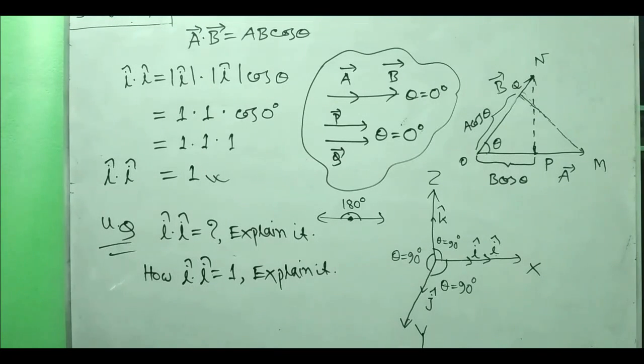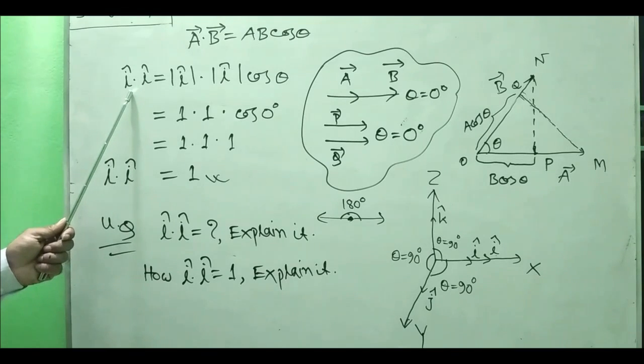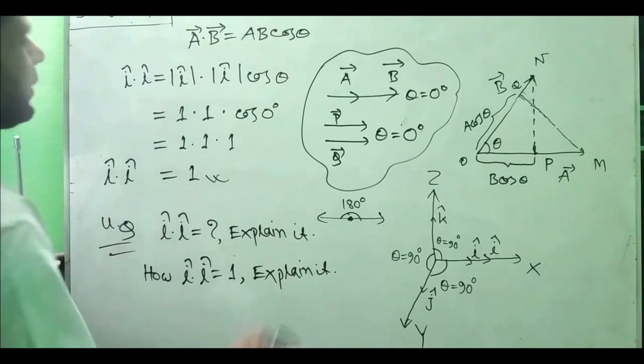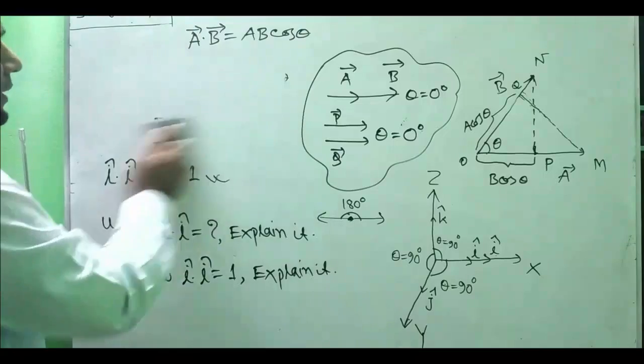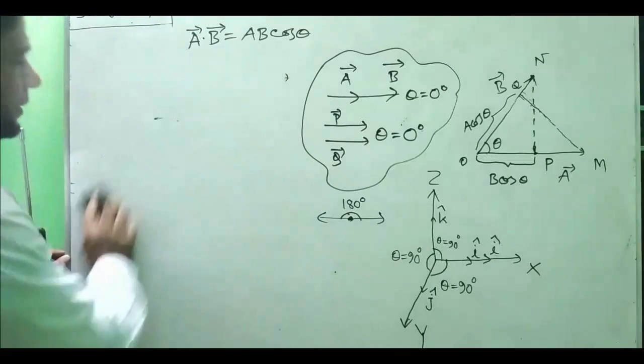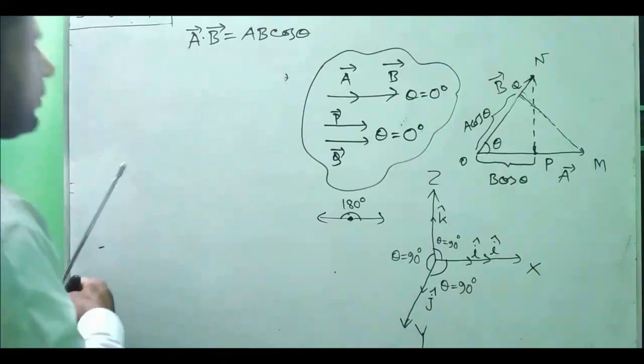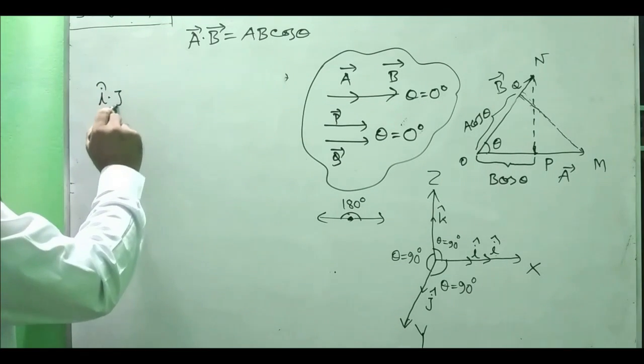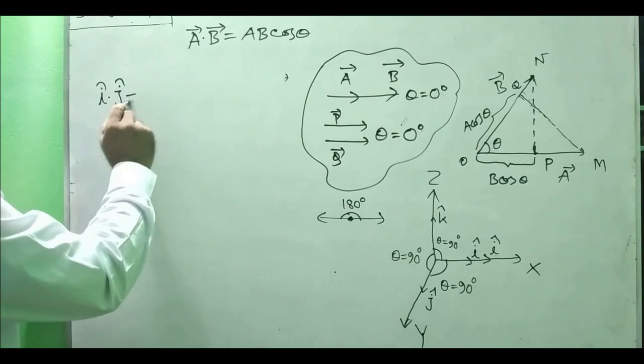So here we have completed the multiplication of two similar, same unit vectors. Now what will be the value if we multiply two different unit vectors with each other? Let us discuss. Suppose i cap dot j cap. Now which will be the value?